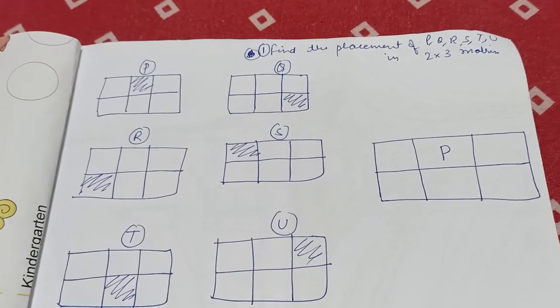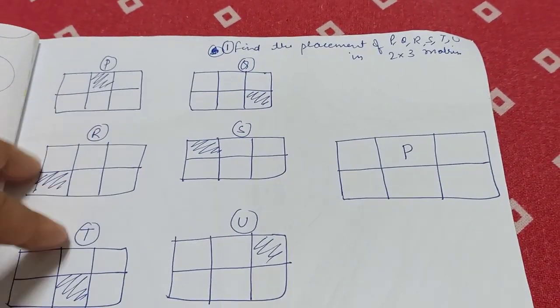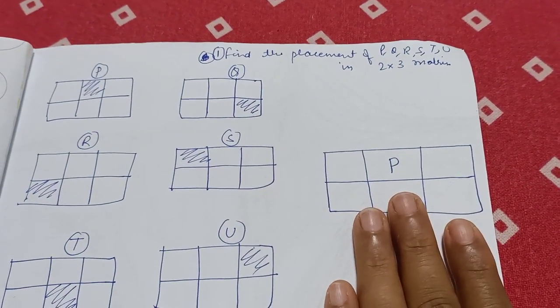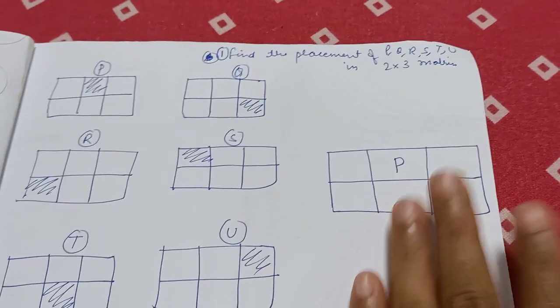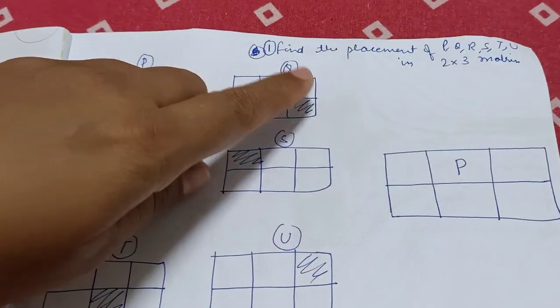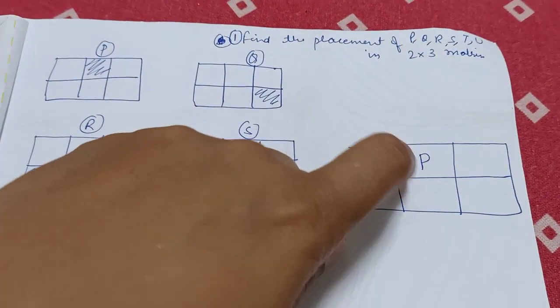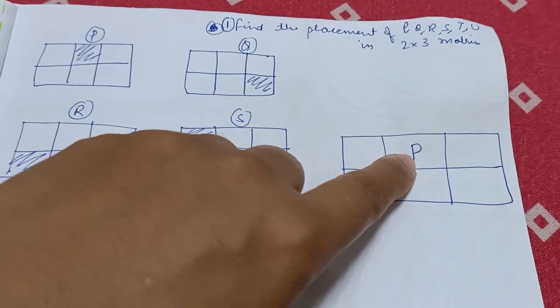Here I have 6 alphabets, P, Q, R, S, T, U. The position of each alphabet is given here. I need to mark in this 2x3 how they fit. For example, P's position is this, Q's position is this. So it means P, this position, is actually this position in this box. That's why I've written P as an example.